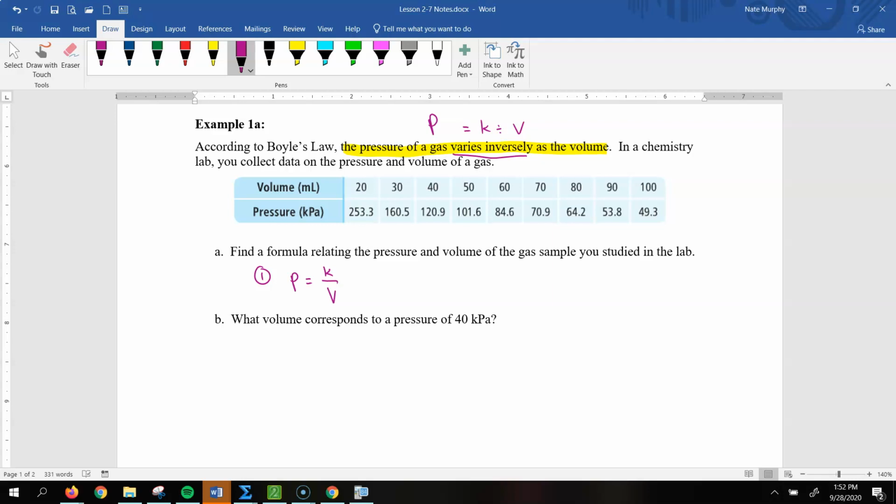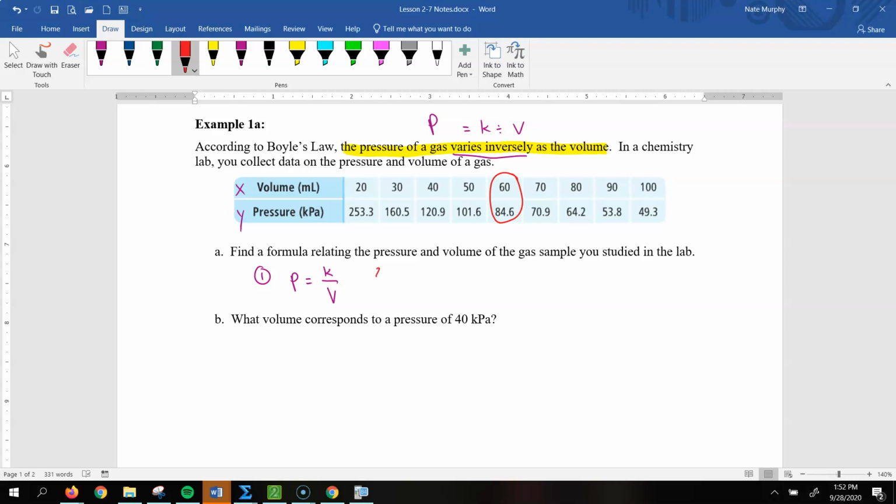Now in this scenario, we have a whole table of values. Okay? I could use any one of these pairs. These are all ordered pairs where the volume would be our x and the pressure would be like our y. And so I could treat, like I said, all these as coordinates and plug these numbers in. So just to be consistent though, so we're all using the same numbers, let's use the 60 and the 84.6. So that's going to be our specific value that we're going to use to find our value for k.